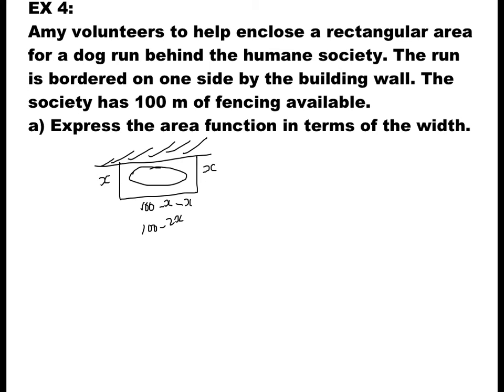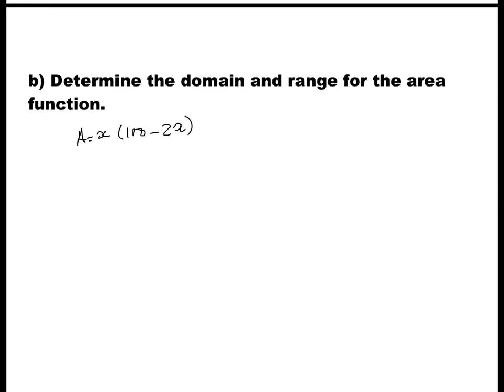Now the area is just length times width, so the area is going to be x times 100 minus 2x. In the second part, it says find the domain and range for the area function. Now, the area function from the previous part we found was x times 100 minus 2x. Now, we have to look at the context of the problem. Since x represents the width, and this is the length, we know that every dimension of the rectangle has to be greater than 0, not even equal to 0, greater than 0. So we know that x has to be greater than 0 for this case, and 100 minus 2x has to be greater than 0.